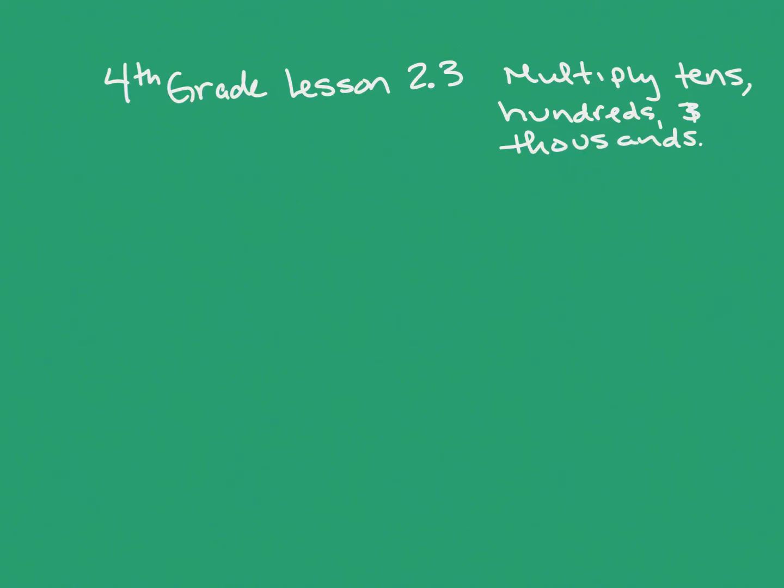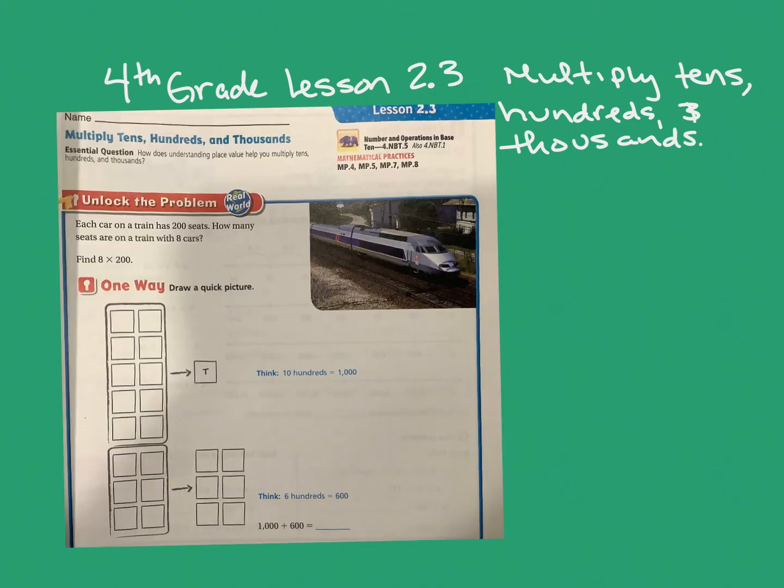Fourth grade lesson 2.3 is multiplying tens, hundreds, and thousands. This lesson is a nice one because it teaches you a really useful trick that will be useful to you all the time. So let's go ahead and get into this lesson and show you how to multiply tens, hundreds, and thousands.